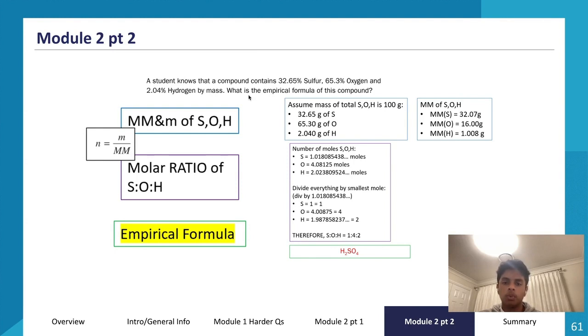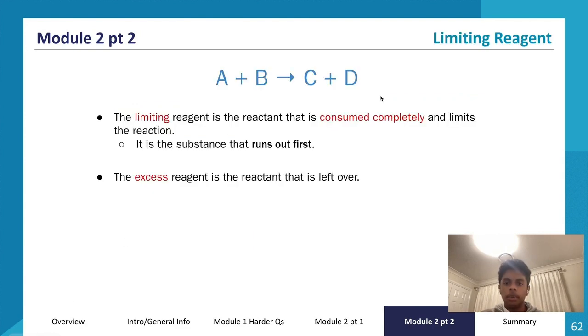If they don't give us a mass, we assume that it has a total mass of, like, 100 grams, for example, to make things easy for us. So that's how we would go about answering questions like these. So now let's move on to limiting reagent questions.